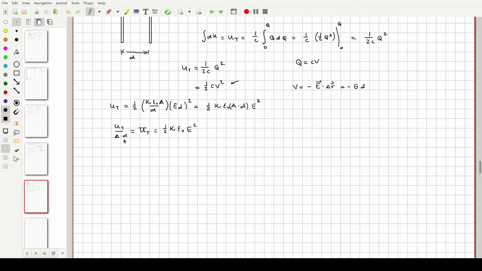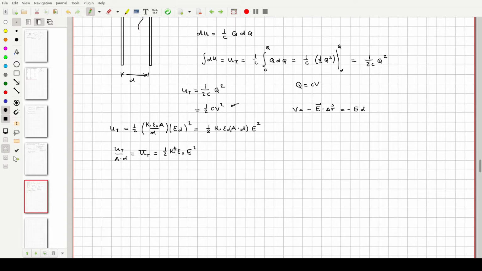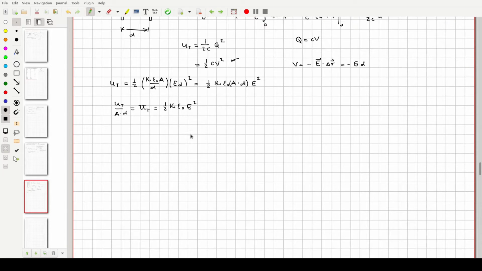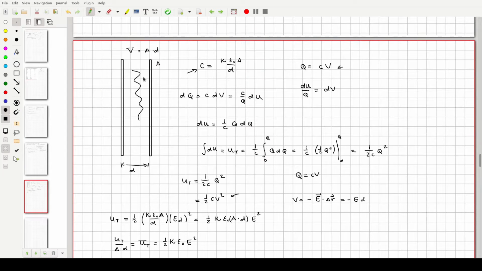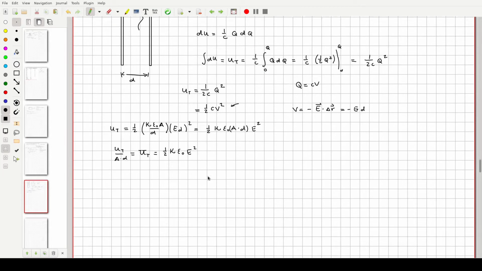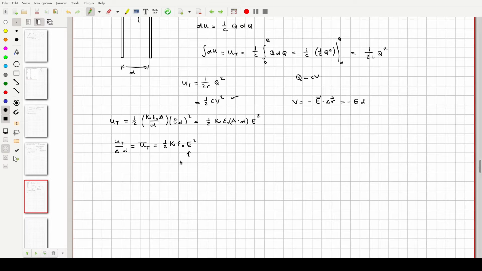Now look, this only depends upon the electric field, really. If you take the dielectric out from between the plates, you don't have any places where you can hide some electric field, then kappa is equal to 1. So what this tells us is that the energy that sits between these plates is stored inside the electric field.